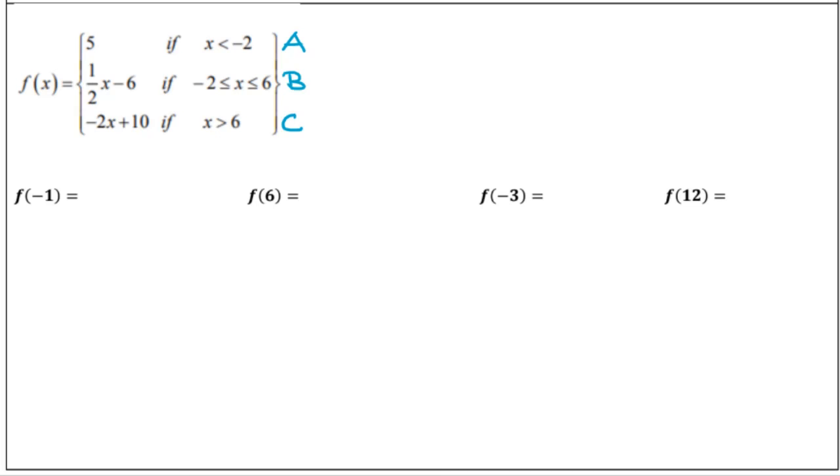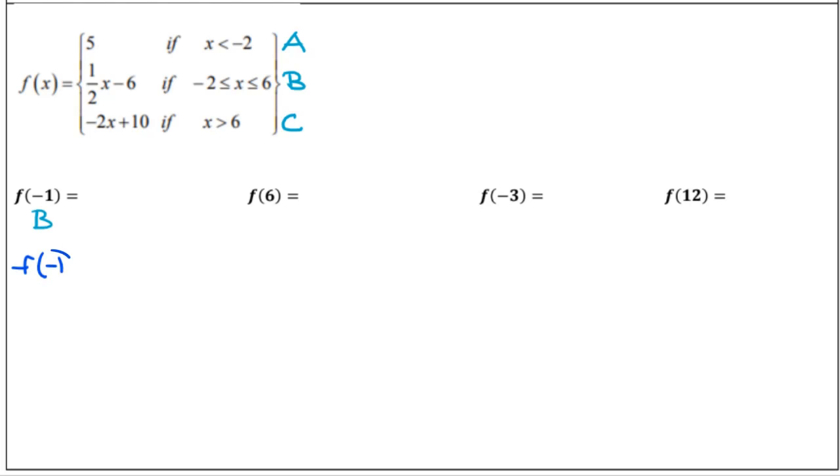So let's look at -1. Is it less than -2, in between -2 and 6, or is it greater than 6? If you need to, you can always sketch out a number line or look at a number line. -1 is greater than -2, so it's going to be piece B. And again, you don't have to write the numbers in. I'm just writing them because it helps me organize my information.